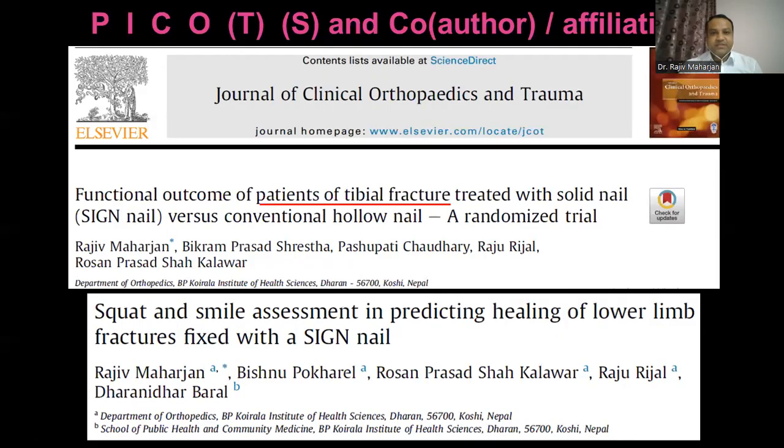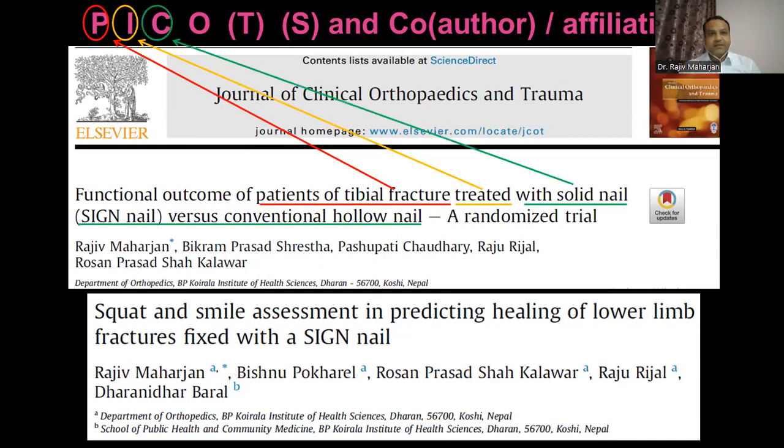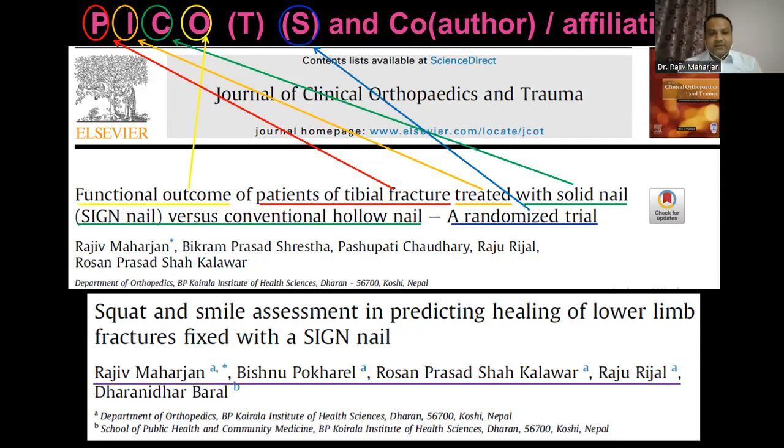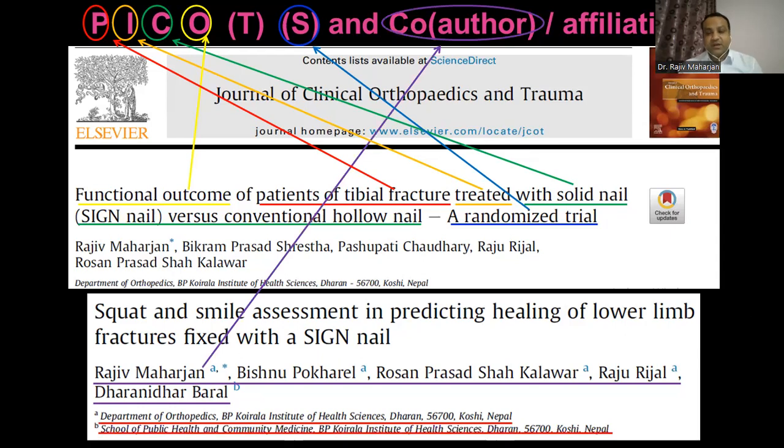In this case, the patients of tibial fracture are the population, treatment is the intervention, solid nail and hollow nail is the comparison, and the functional outcome is the outcome, and it says randomized trial as the study design. Now, if the authors of the article are from multiple departments, you have to specifically mention all of them, either by superscript or otherwise. And if they are from multiple institutes, especially in a multi-center trial, you must mention all of the affiliations correspondingly.